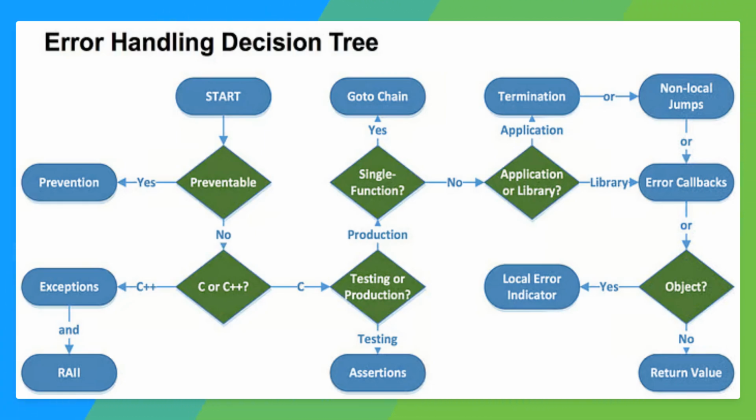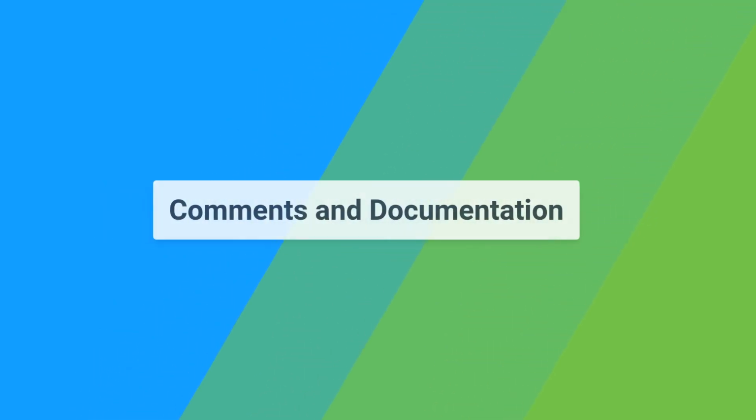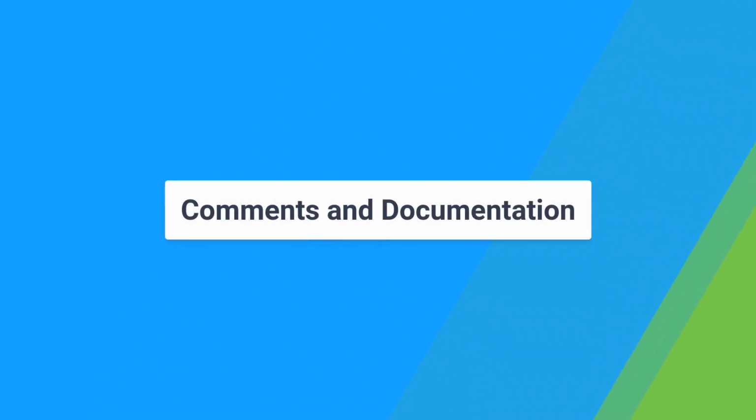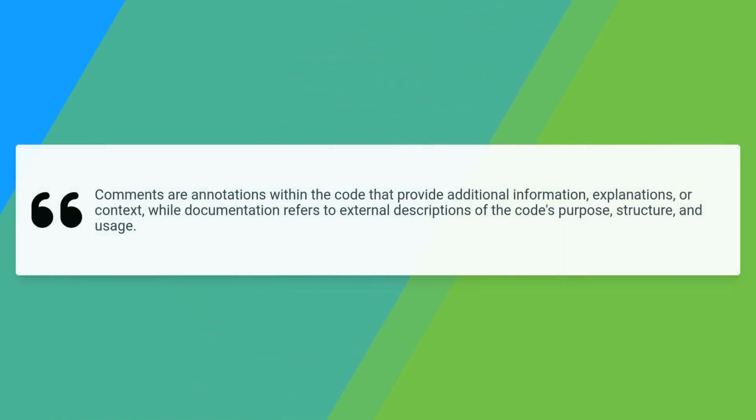Comments and documentation are crucial elements in software development that enhance code comprehension, maintainability, and collaboration. Comments are annotations within the code that provide additional information, explanations, or context, while documentation refers to external descriptions of the code's purpose, structure, and usage. Both contribute to creating a comprehensive understanding of the software for developers, maintainers, and other stakeholders.